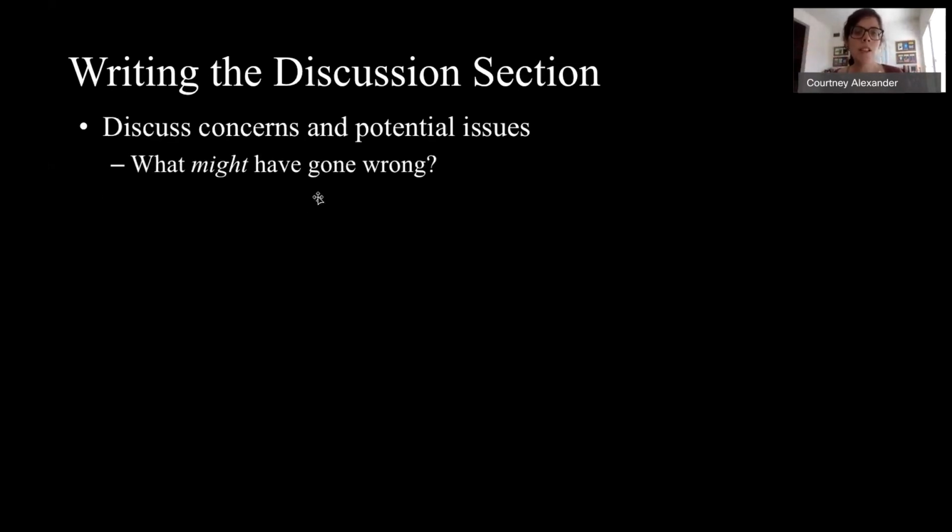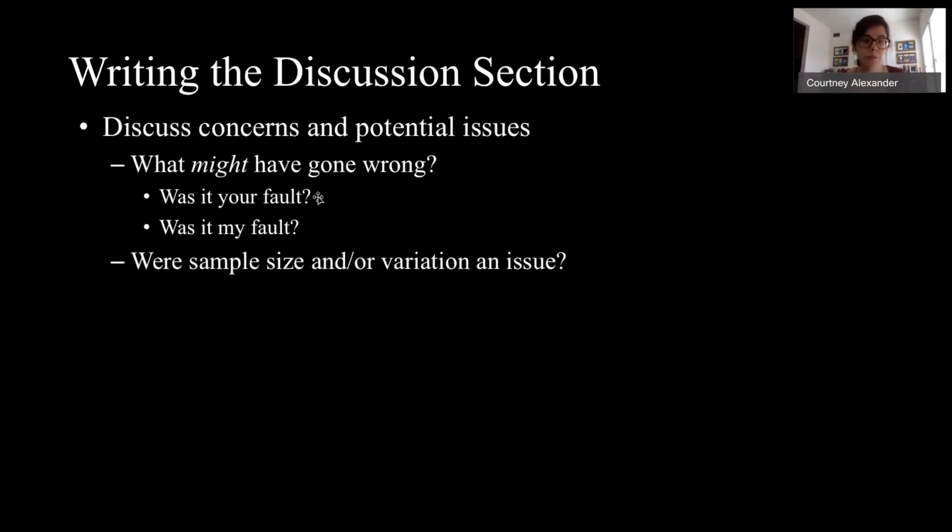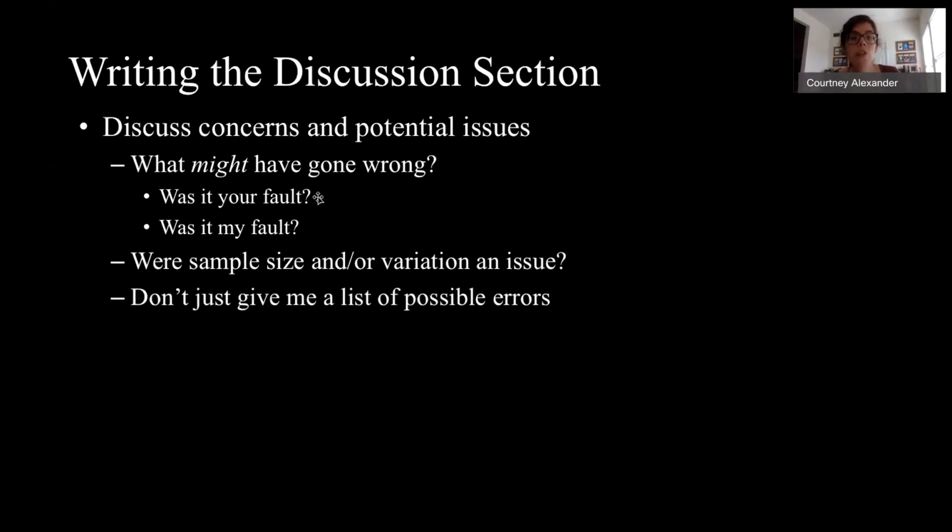You want to discuss concerns and potential issues of what might have gone wrong. Was it your fault? Was it my fault? Where was the issue? Was it sample size? Could you have done it with a larger sample size? Was it variation? The groups were just very different. Don't give me just a list of possible errors. You want to provide the context.